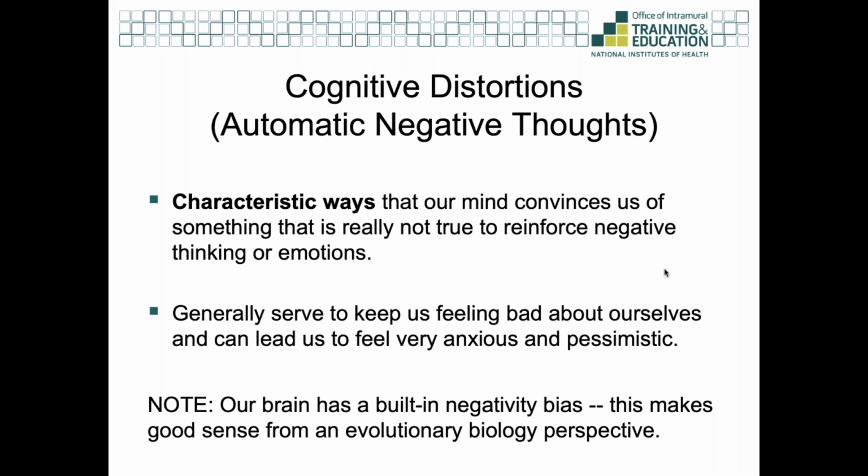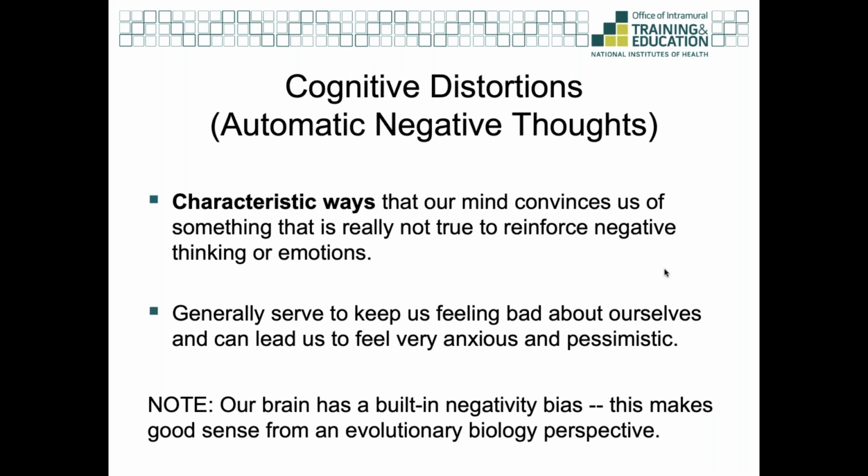So let's define what cognitive distortions are. Appreciate that you can Google both cognitive distortions and automatic negative thoughts as you're learning about this. So what are they? They're characteristic ways that our mind convinces us that things are really worse than they actually are. And our mind does that to reinforce negative thinking about the situation. It's like putting on a pair of glasses, and those glasses present everything as worse than it really is. It's a way of seeing a situation more negatively than it actually is.